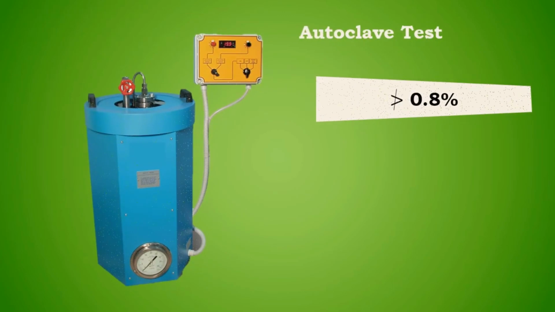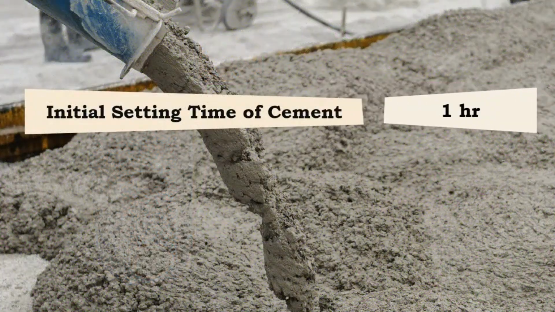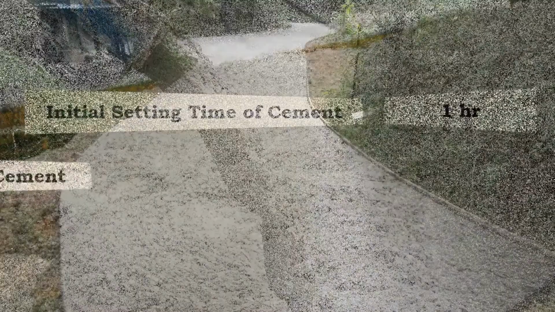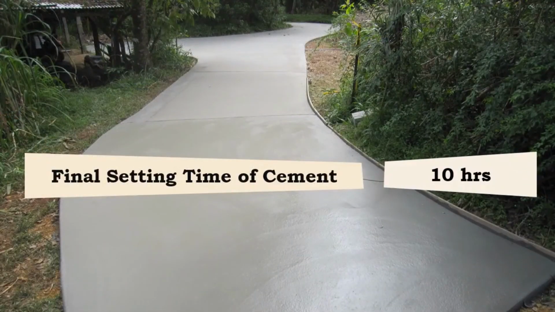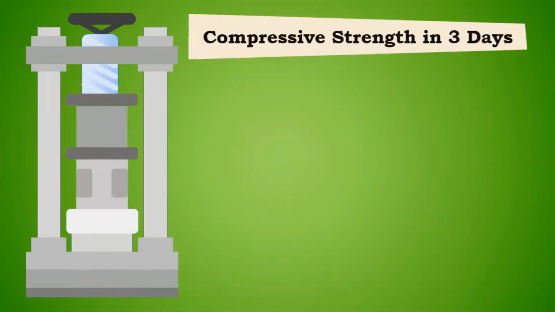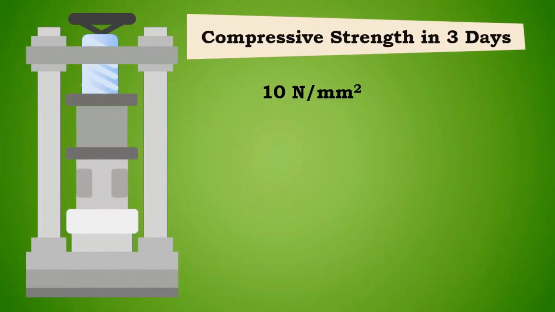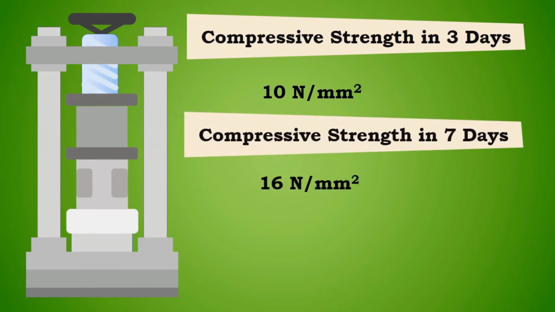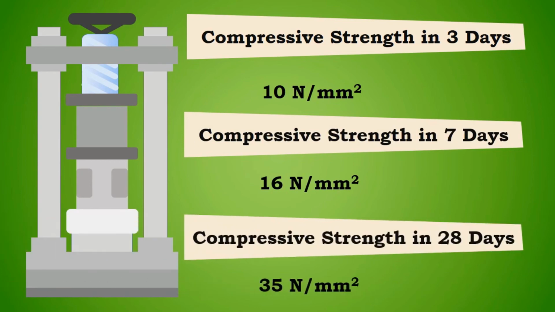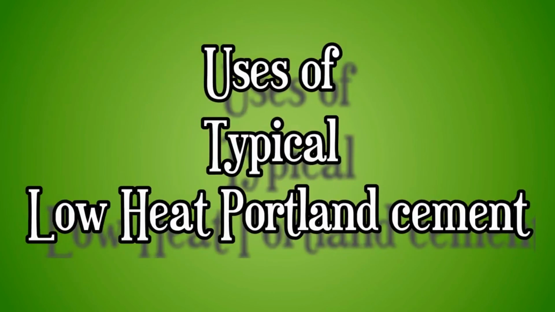The initial setting time, instead of 30 minutes, is 1 hour. That makes it low heat cement, though the final setting time is 10 hours, which is similar to ordinary Portland cement. The strength gain in 3 days is much lesser due to the low rate of reaction, only 10 Newton per mm square. Even in 7 days, it's only 16 Newton per mm square. But in 28 days, its strength is 35 Newton per mm square.